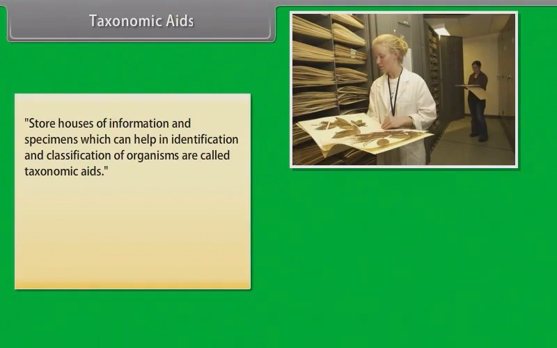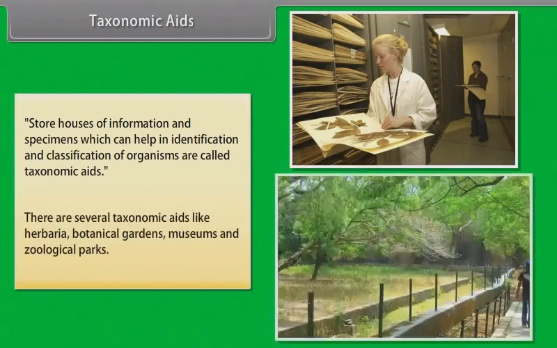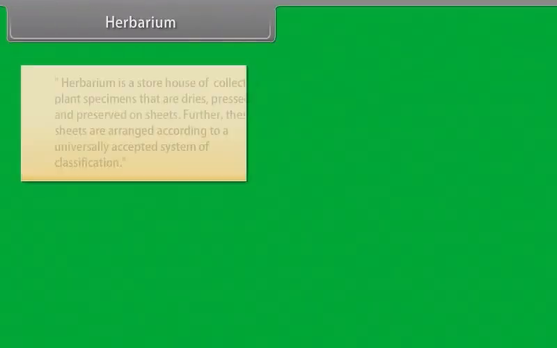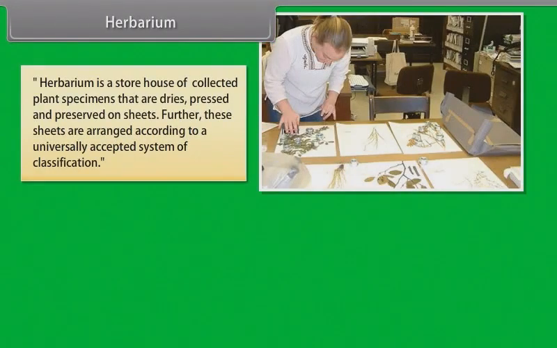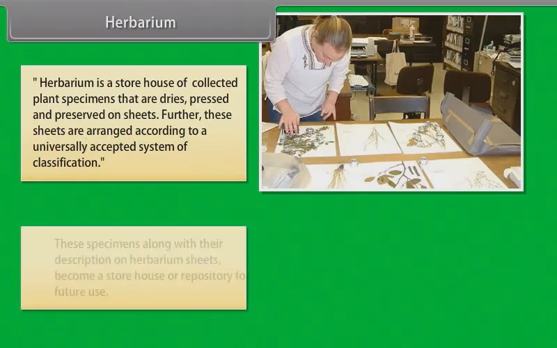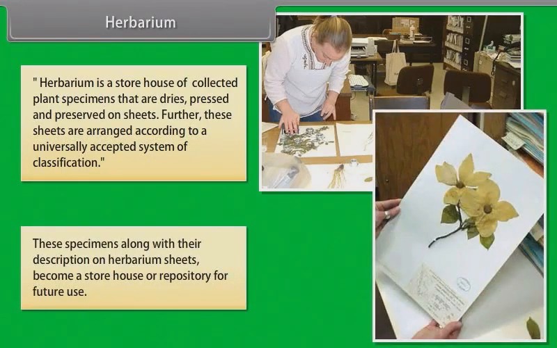Taxonomic Aids. Storehouses of information and specimens which can help in identification and classification of organisms are called taxonomic aids. There are several taxonomic aids like herbaria, botanical gardens, museums, and zoological parks. Herbarium. Herbarium is a storehouse of collected plant specimens that are dried, pressed, and preserved on sheets. Further, these sheets are arranged according to a universally accepted system of classification. These specimens, along with their description on herbarium sheets, become a storehouse or repository for future use.